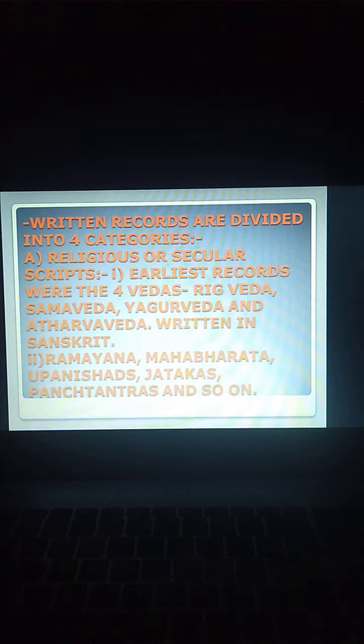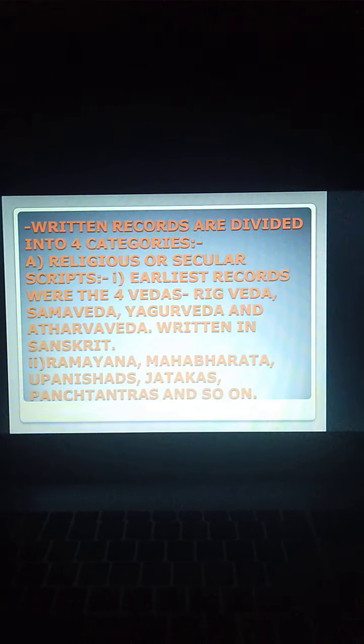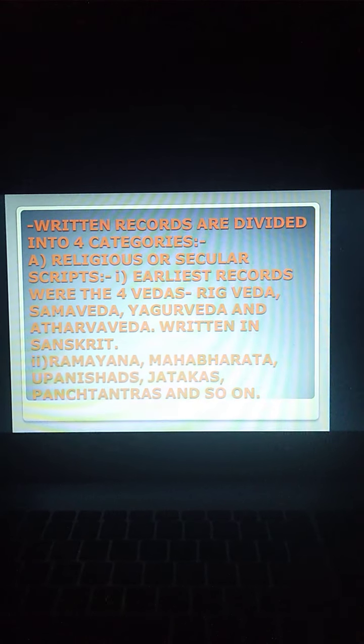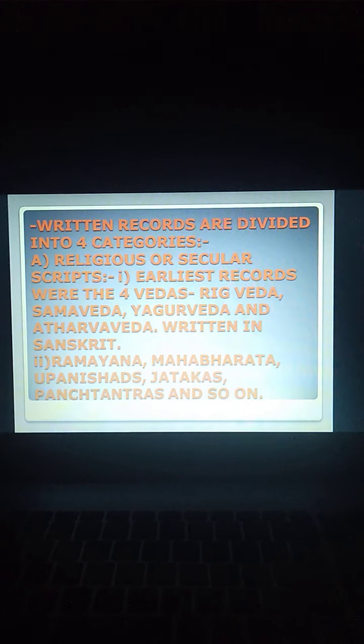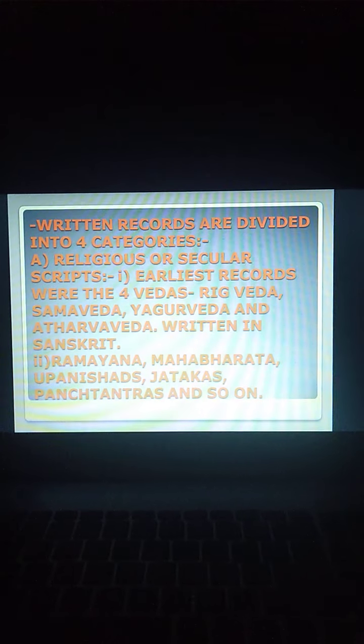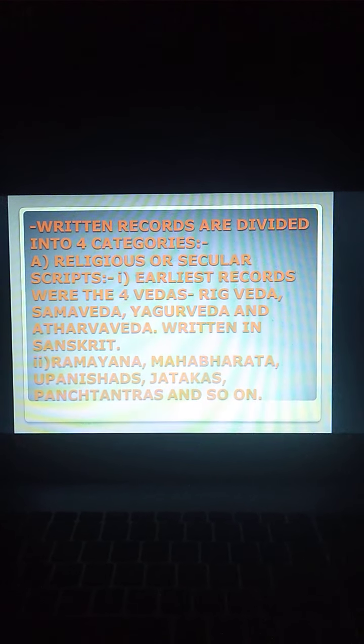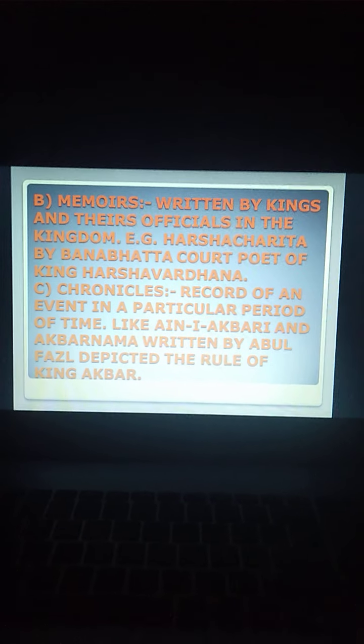Then there are holy scriptures or mythological books, such as the Ramayana, Mahabharata, Upanishads, Jatakas, Panchtantras and so on. All these throw light on historical events and facts.